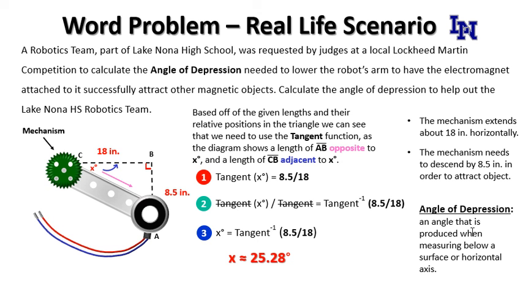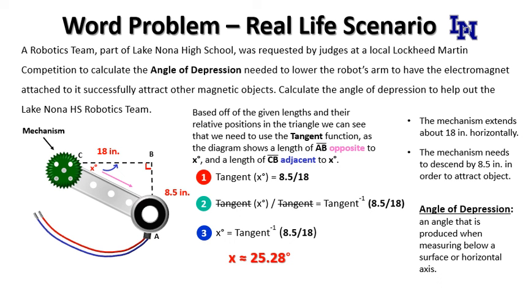So first of all, what is angle of depression? We have not covered that, but it means an angle that is produced when measuring below a surface or horizontal axis. Okay, so from the problem, it says that the mechanism extends about 18 inches horizontally, shown here, which is line CB, and it needs to descend by 8.5 inches in order to attract the objects. So that's line AB, as shown here.